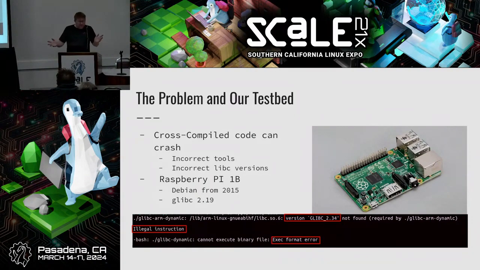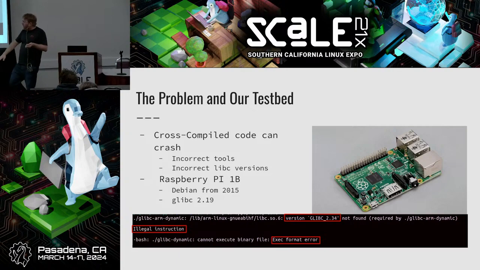What is our testbed and what is the problem we're looking at today? Cross-compiled code can crash. This is one of the most annoying things, but your cross-compiled code can crash. And this can be because you have incorrect tools, incorrect libc versions, and we see some of these errors down here on the screen. I've tried to highlight them, but they're still a little small.